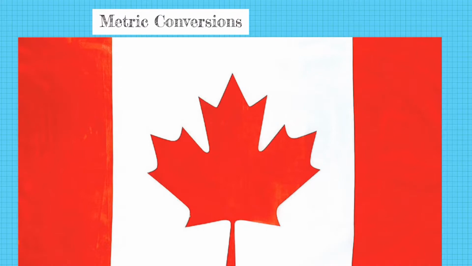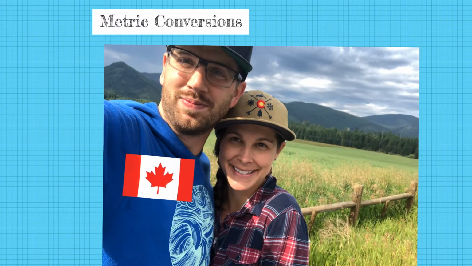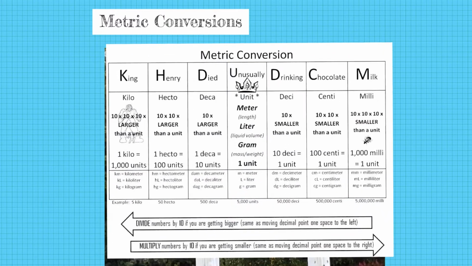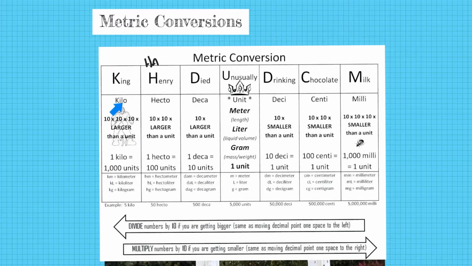If you're a fan of our northern neighbors, like I am, you might end up doing some metric conversions. If you're going from American or customary to metric, you have to use our unity fractions. But if you're going to convert just within the metric system, it's really easy. I usually use the acronym, King Henry Died, Unusually Drinking Chocolate Milk. Each one represents a part of the metric system. When we go between them, we're either moving the decimal to the right or to the left. One thing you need to notice is that the meters, liters, and grams are our base unit, and they're located right in the middle, but the U really doesn't represent them.